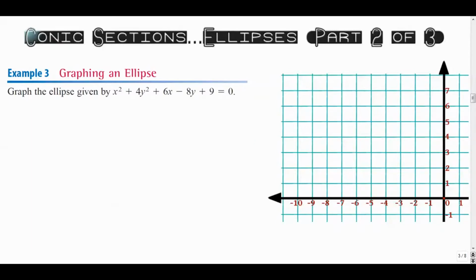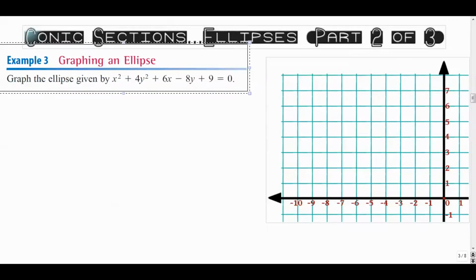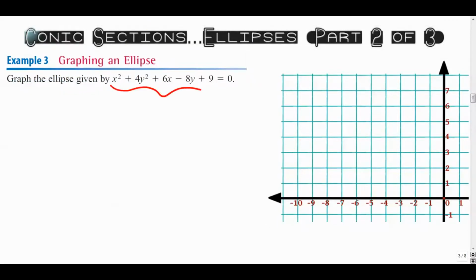So here we go, number 3. This is a continuation of our part 1 video, of course, and our job here is to graph the ellipse seen here. This is kind of a strange looking ellipse. It doesn't really look like much of what we remember our ellipse equation to look like.